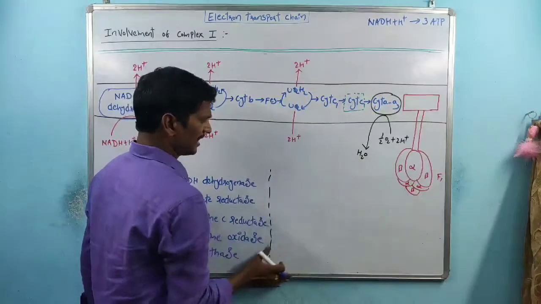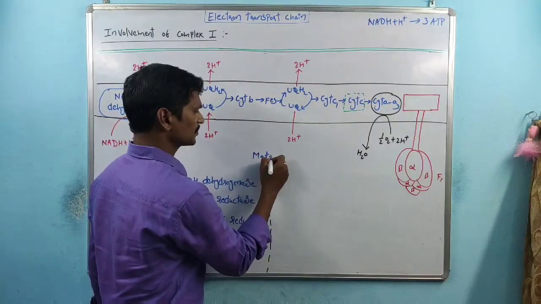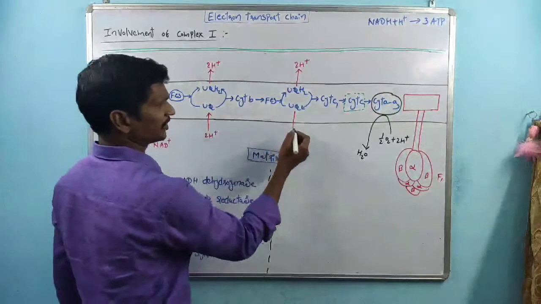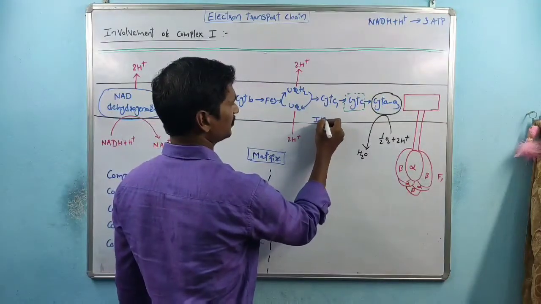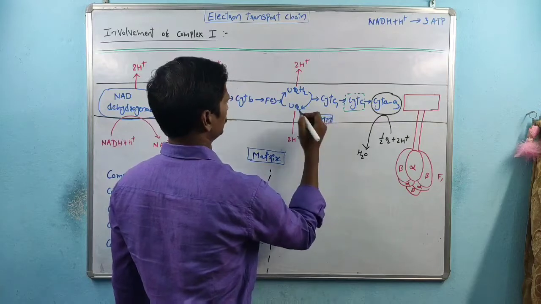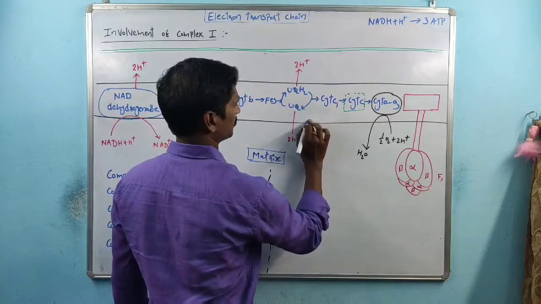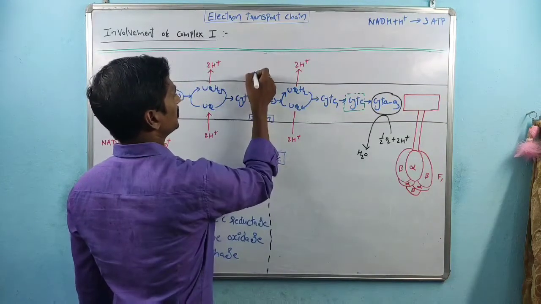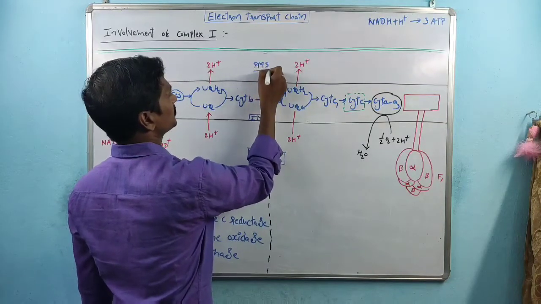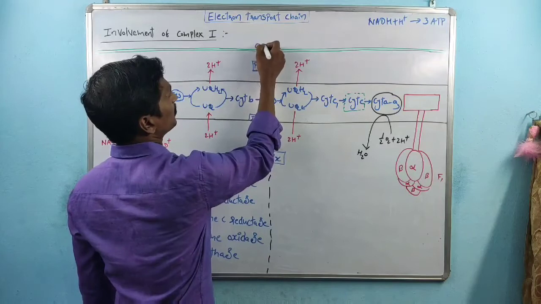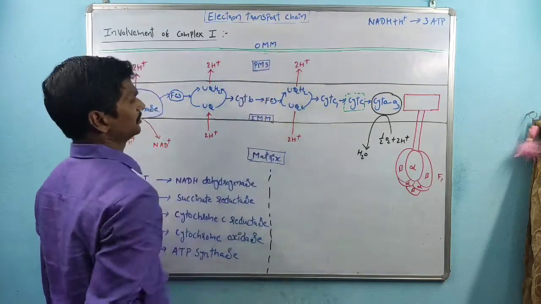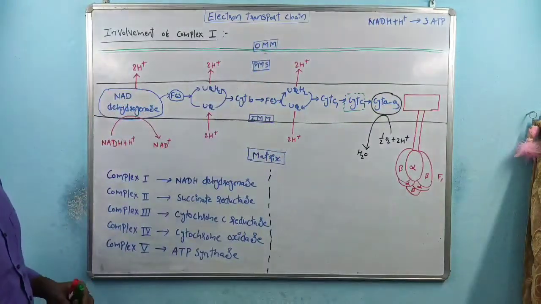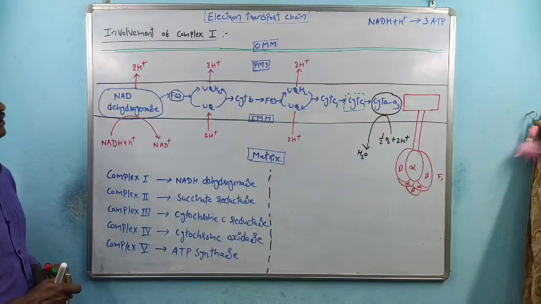This is the matrix of the mitochondria, right? And this part is the inner membrane of mitochondria. This is the perimitochondrial space. This is the outer membrane of the mitochondria. So this is about the different regions within the mitochondria.